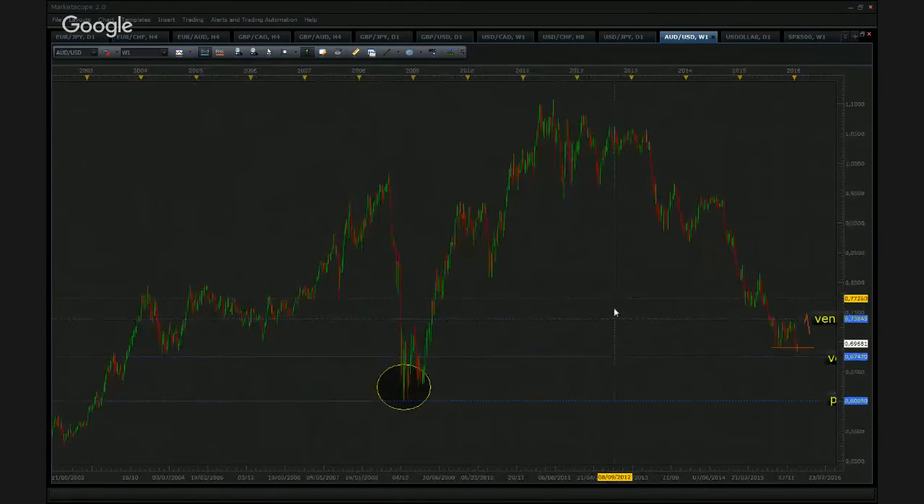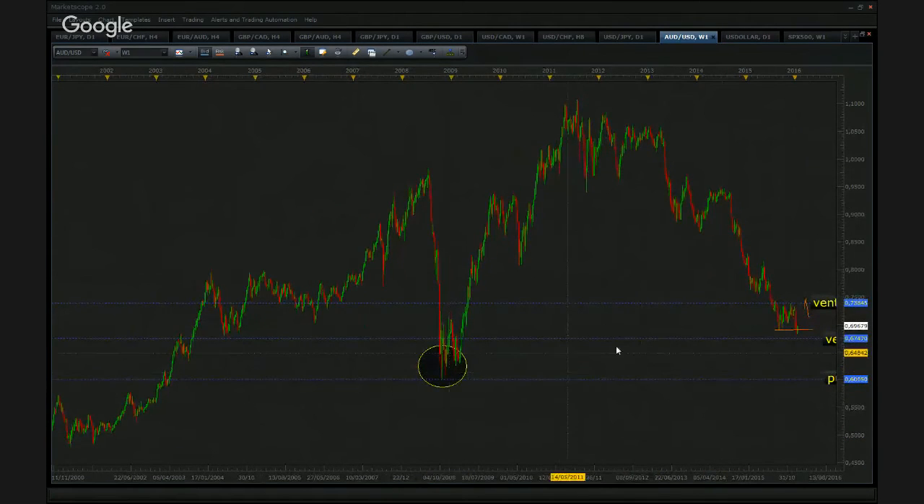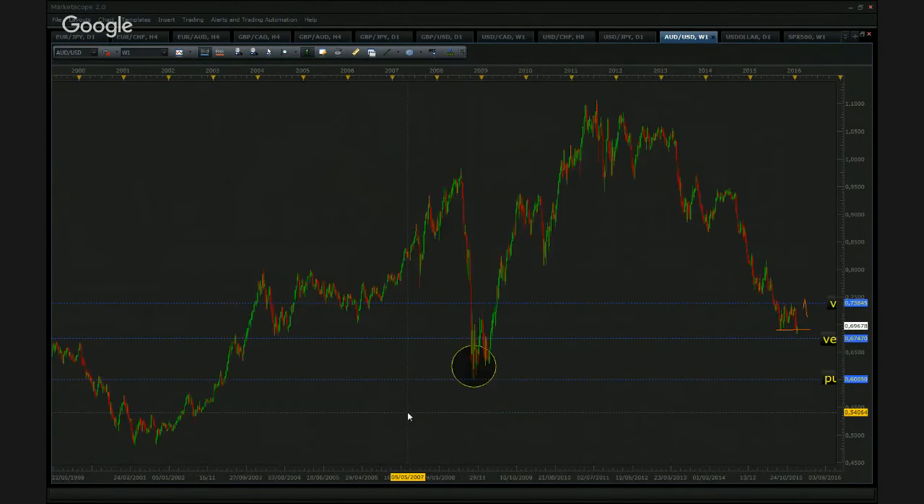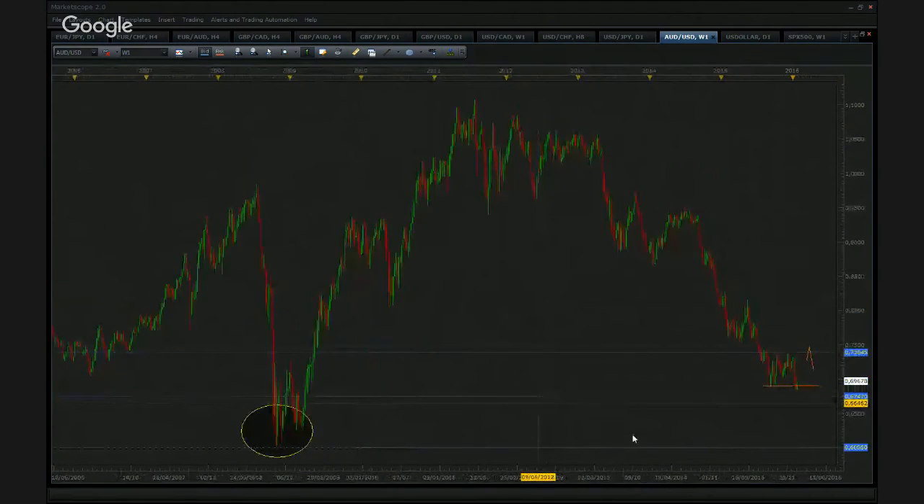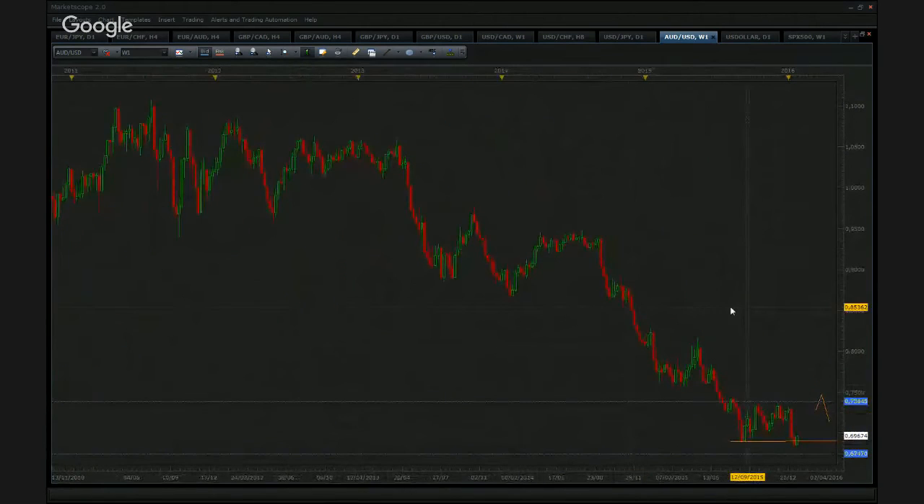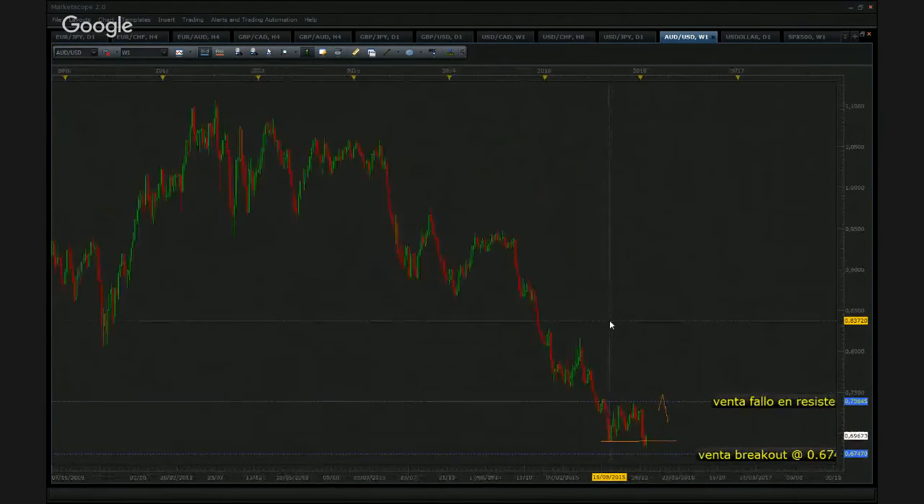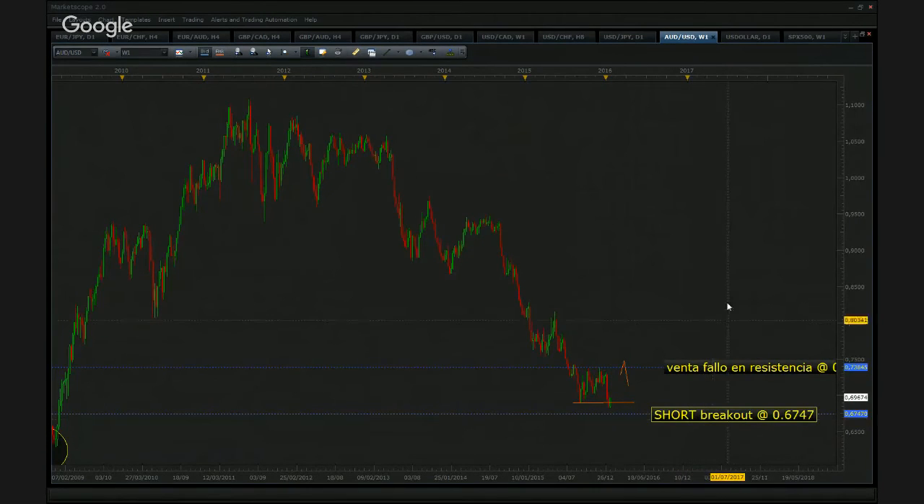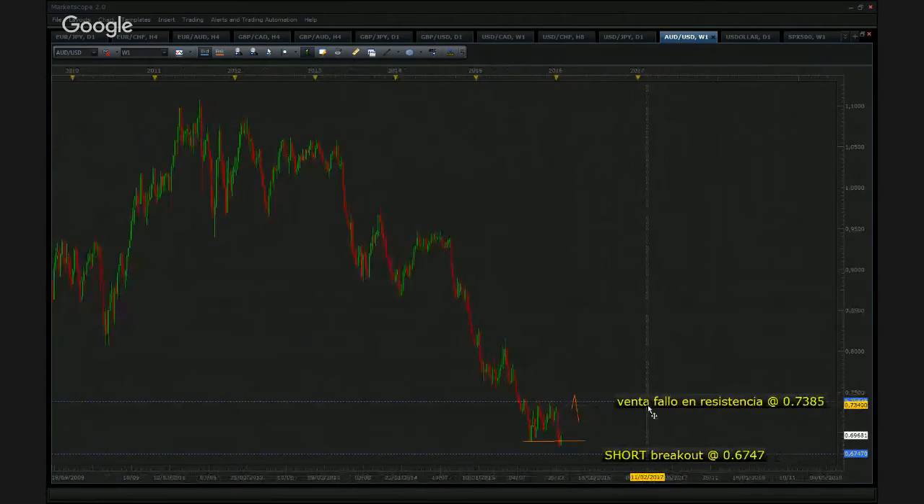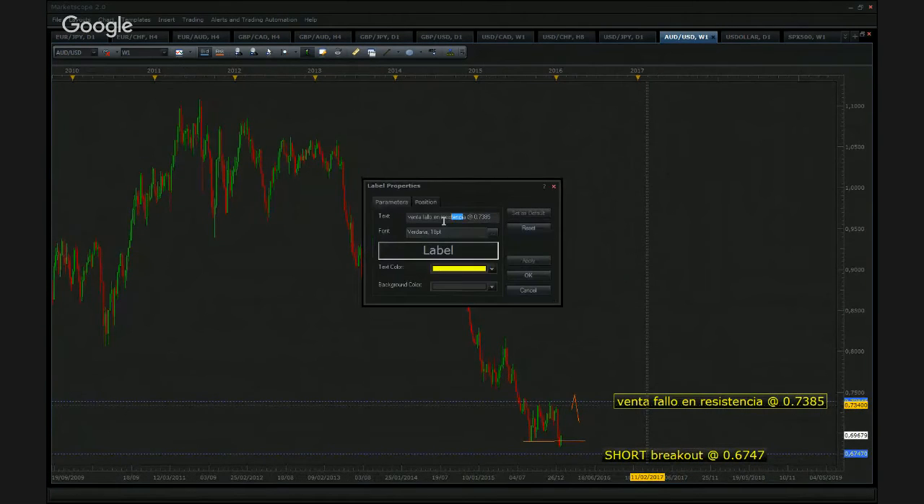So the first thing, where it can stop: for me, this is a very, very nice area because this is the origin of the rally. It's where the downturn from 2008 stopped. Okay, it stopped here. So the levels are clear for me. We want to go short a breakout of 0.67. We want to do that. And also we want to do a short failure on resistance at 0.73.